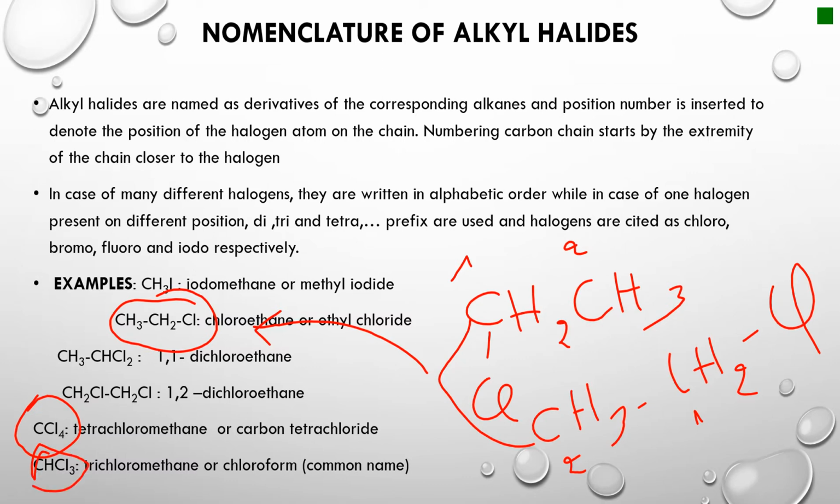And the last example, we have 3 hydrogens of methane replaced by 3 chlorine atoms, and the name is tri, to mean 3 chlorine atoms, chloromethane.